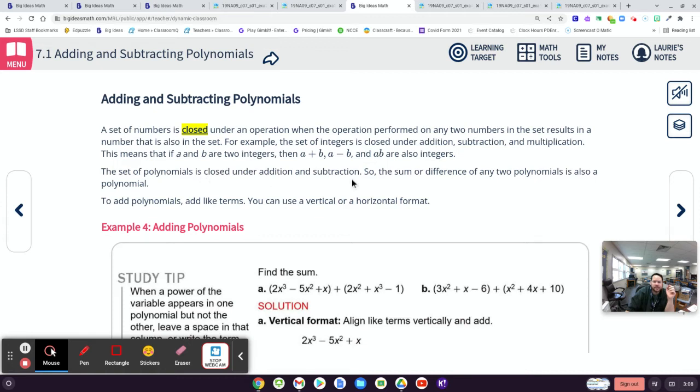So, what are we looking at here? So the polynomial is closed. Oh yeah, here we go. This is the main thing that you need here. The sum or difference of any 2 polynomials is also a polynomial. Makes sense? And to add polynomials, you add like terms. You can use vertical or horizontal format. So it's sometimes helpful to line up your like x squareds and your x's and your constants that way, if you like adding that way. Or you can just write them out horizontally. It doesn't matter. You just have to remember to put the terms together that are like terms.